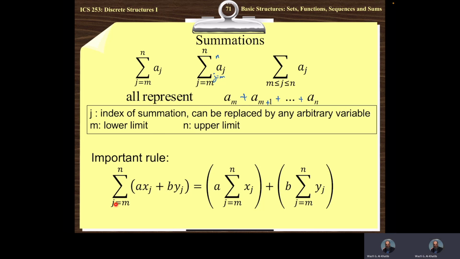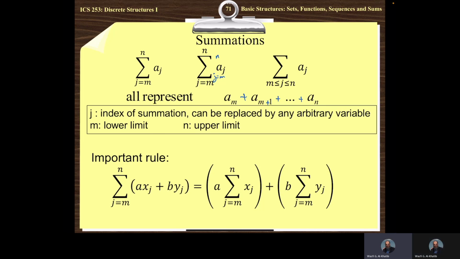The rule says the following, that the summation from j equal m to n of axj plus byj, and here take note that a and b are constant. Basically, the index j does not appear inside a and b. The summation is equal to the summation of axj from j equal m to n plus the summation of byj from j equal m to n.